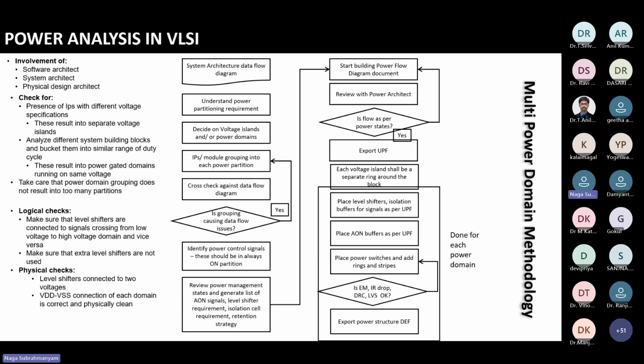Suppose we designed our logic. We have to keep some logic blocks in one domain, some in another domain. Because of these domains, if the data flow is mismatching, then you go back to the power partition. Further, you have to go for the always on and power control signals. Then review power management states and generate a list of AON signals, level shifter requirement, isolation cell requirement, and the retention strategy we need. That retention strategy is also one of the research domains.